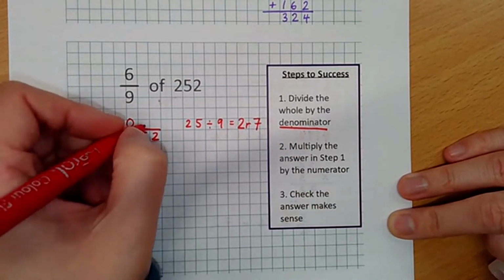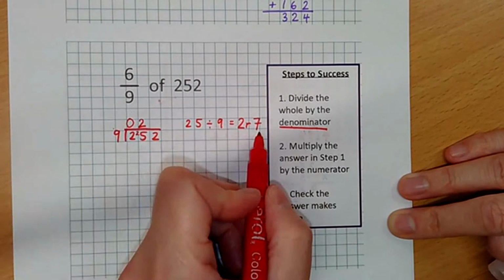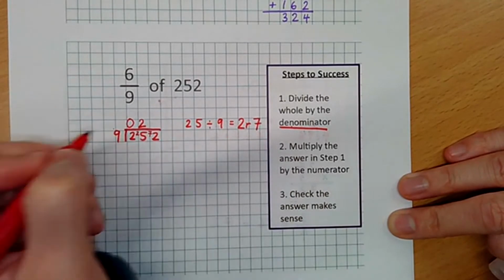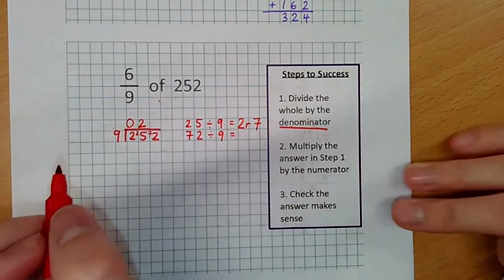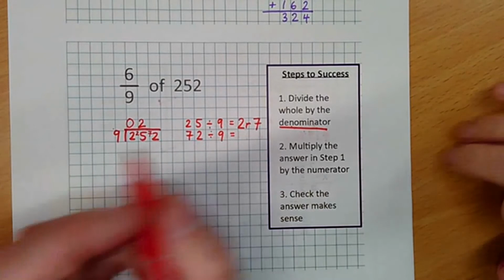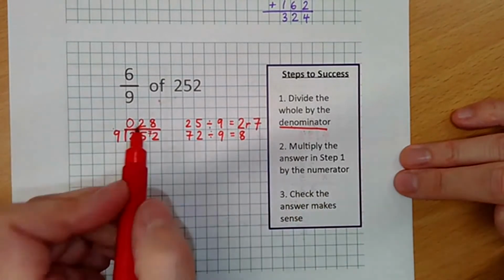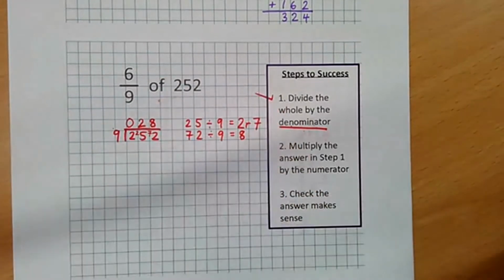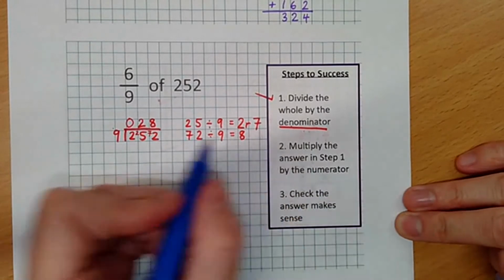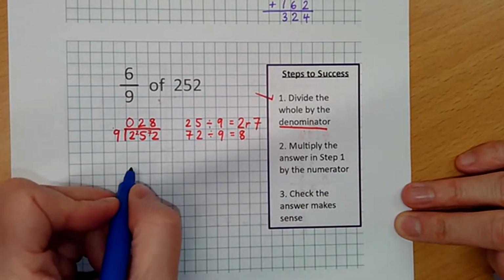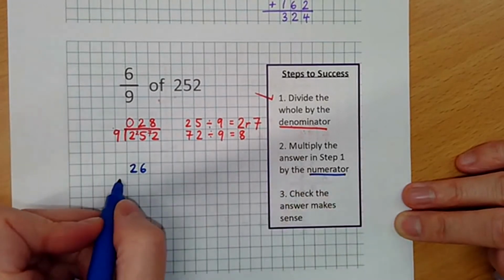Remainder 7. So I'm going to regroup, so I'm going to write 2 above my 25 and the remainder 7 I'll regroup. So that becomes 72 divided by 9. 72 divided by 9 equals 8. Great, so I'm going to place that above my 72. So my answer is 28, and I finished the first step. Good job. What's the second step? Good. What's the answer from step 1? Yeah, 28 multiplied by 6.